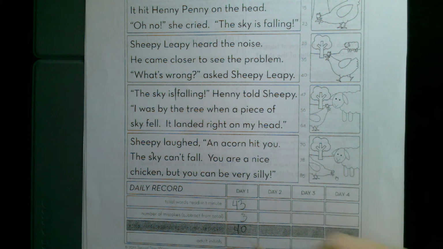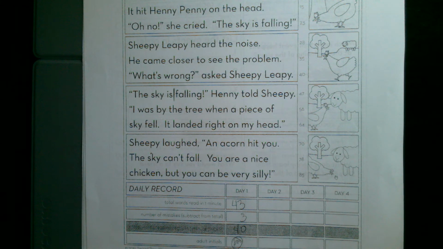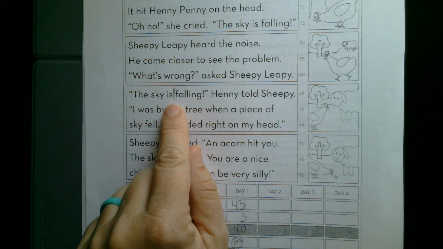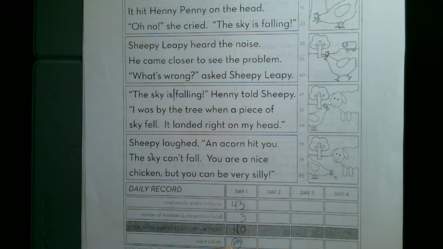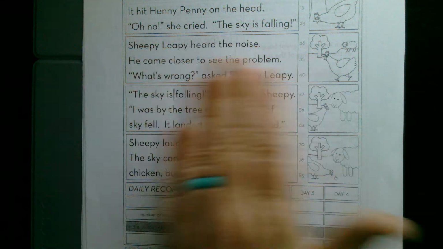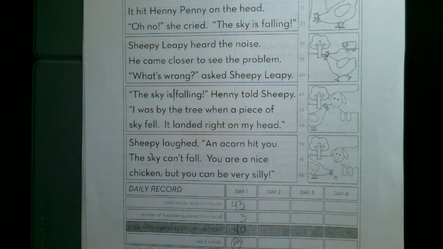And adult initials was just to tell me who had been reading with the kids. But since you're doing this at home, it's going to be you. So feel free to initial if you'd like. The next day, now if you stop there, go ahead and let your child finish the story just without a timer. And that's great. The next day, you're going to do the same thing. See if they get farther. The goal is to encourage them to get farther and farther along the story. And each day, as they become more familiar with the reading, they should get farther.